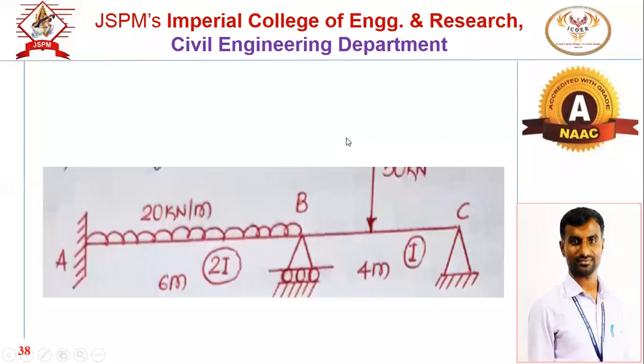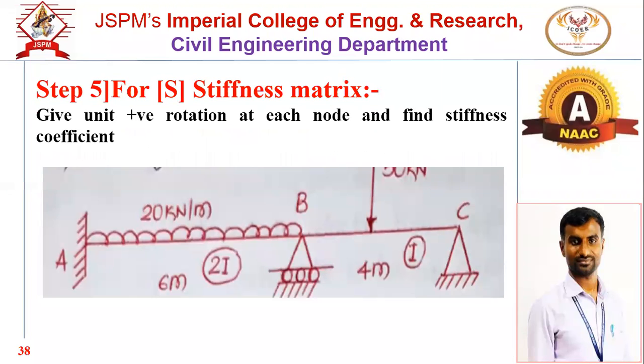Okay, next is the stiffness matrix. So what is the stiffness matrix? Give the unit positive rotation at each node and find the stiffness coefficients. Now tell me, how many elements will there be in this stiffness matrix? Four. Yes, 4 elements we have to find out. Now tell me, at which points do we have to give the unit rotation?